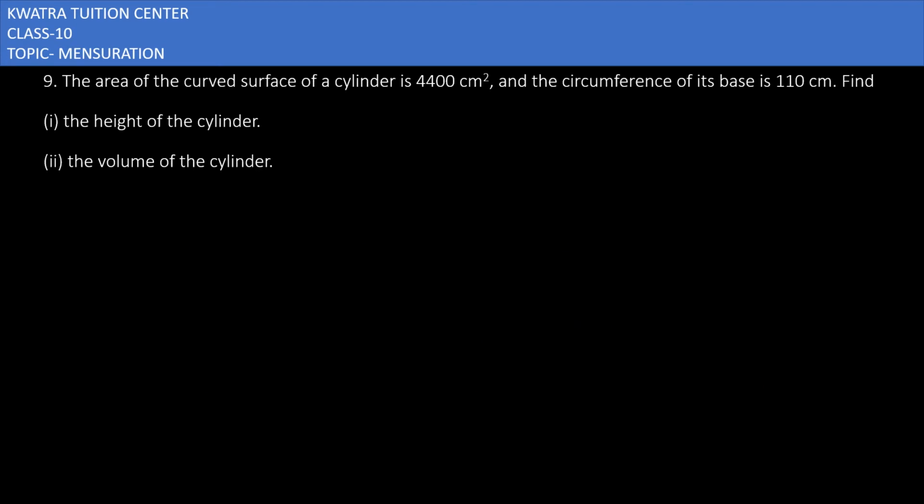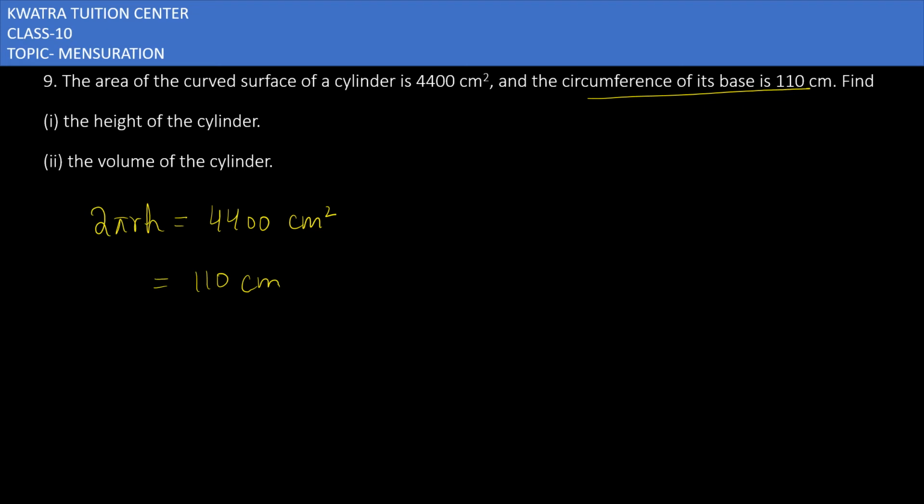Question number 9 says that the area of the curved surface of a cylinder is 4400 centimeters square and the circumference is there, and they are saying find the height of the cylinder. तो आपको कर्व सरफेस एरिया दिया होगा सिलेंडर का, it is 2 pi r h is equivalent to 4400 centimeters square. Circumference of the base, circumference base कैसा होता है हमारा? It is basically pi r square, 110 हो गया centimeter. Sorry, not pi r square, it is 2 pi r.